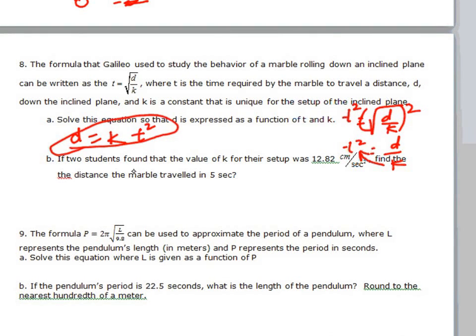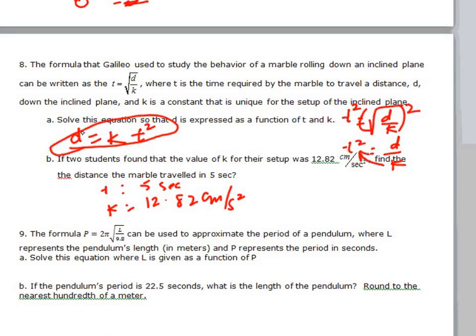Now he says the students found that the value of k for the setup was 12.82 centimeter per second squared. Find the distance traveled in 5 seconds. So t is equal to 5 seconds and k is equal to 12.82 centimeter per second squared. You need to plug these values into your equation here to find the distance traveled.